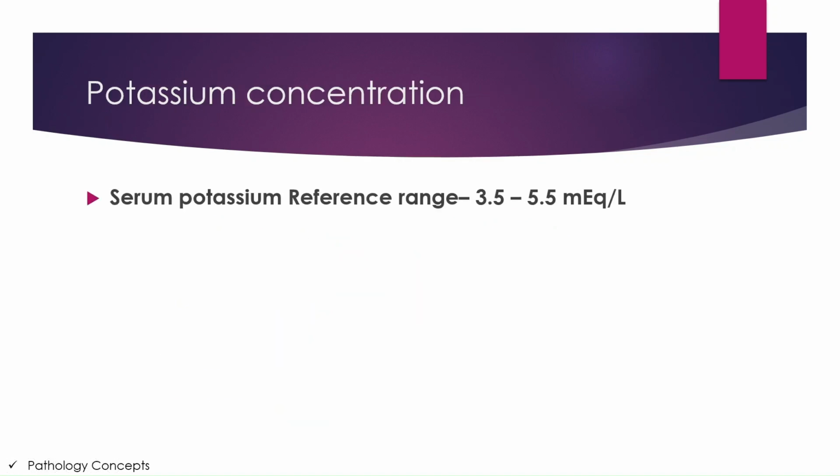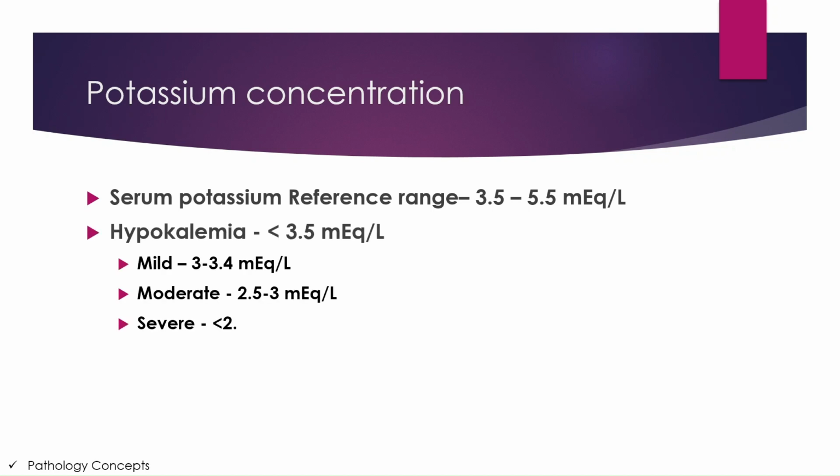Potassium concentration. The serum potassium reference range is 3.5 to 5.5 milliequivalent per liter. Hypokalemia is when the level is less than 3.5. Mild hypokalemia is when the level is between 3 to 3.4. Moderate is when the level is between 2.5 to 3. And severe hypokalemia is when the level decreases below 2.5.